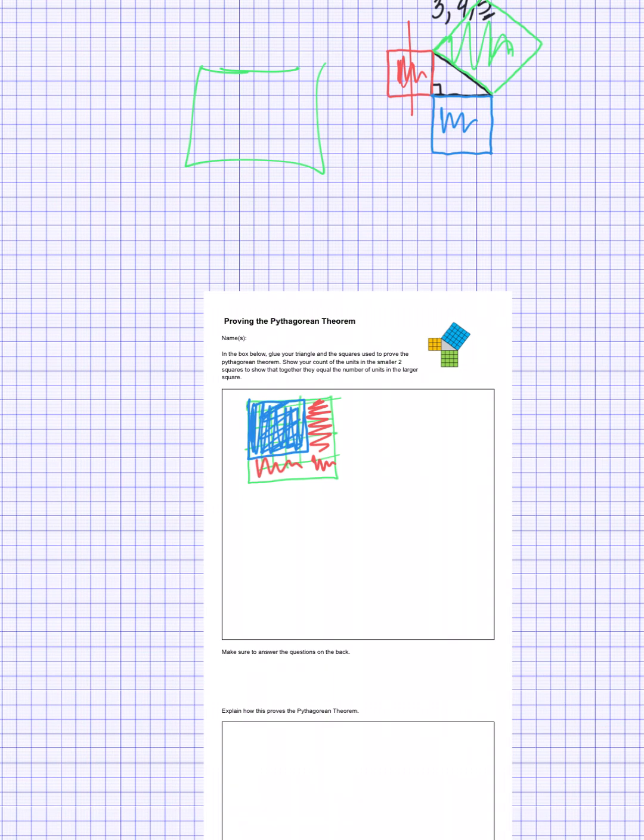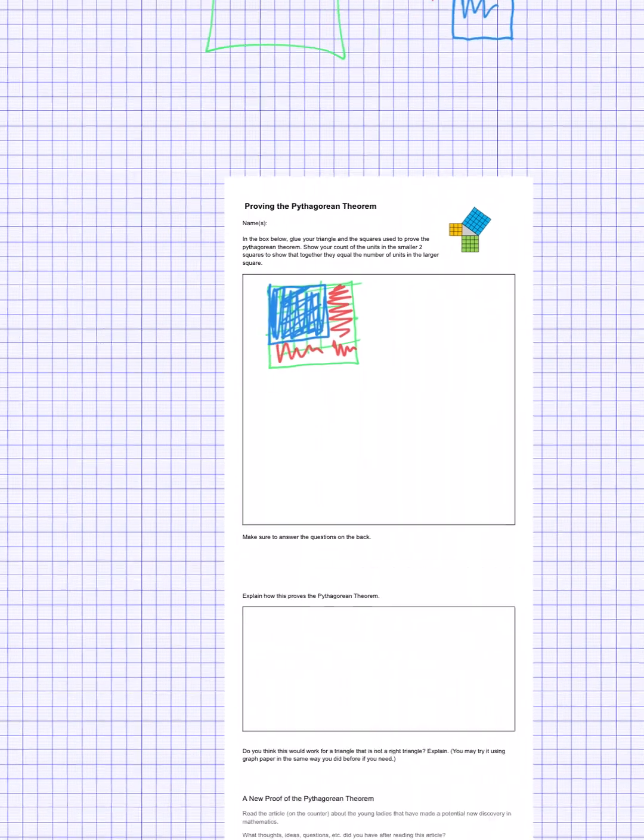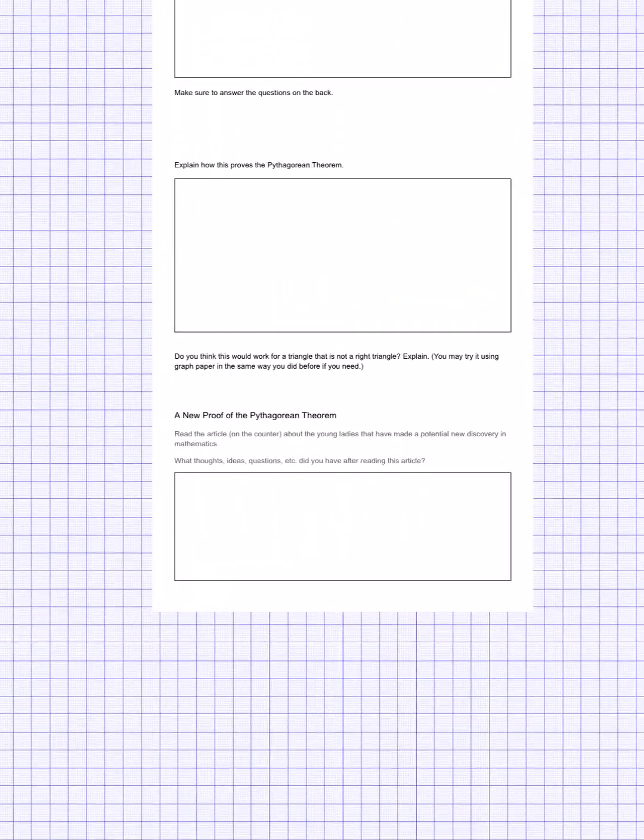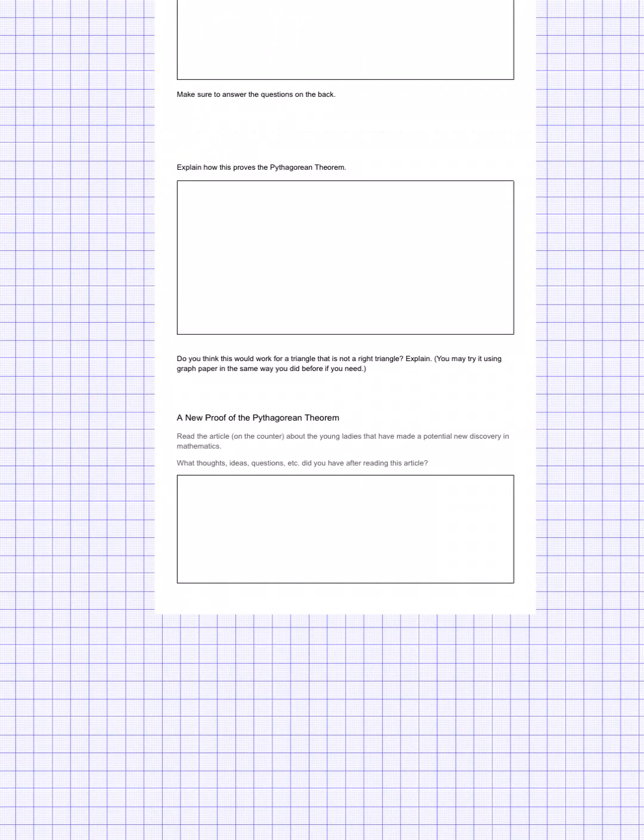If your squares are too big to glue on this piece of paper, you can just do this separately and then staple them to the paper, and that would work as well. And then after you've done that, make sure you answer the question. So explain how this proves Pythagorean theorem. You do not need to give me a whole bunch of information. Just what do you think?